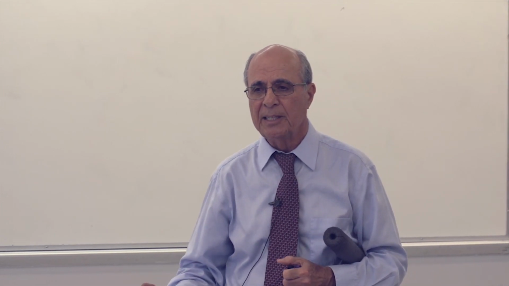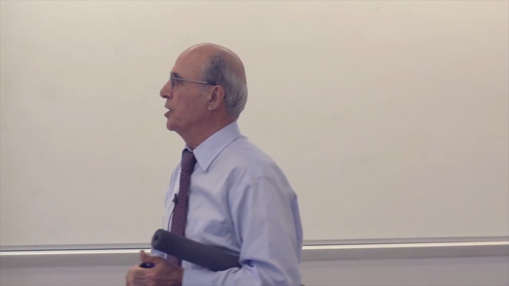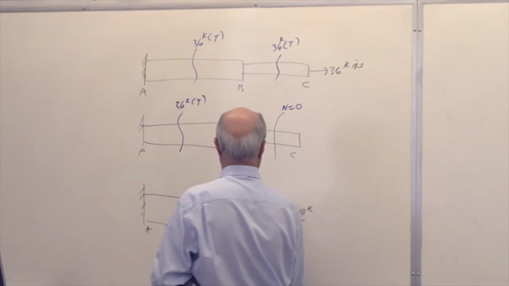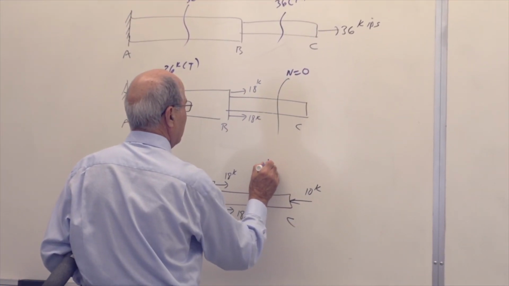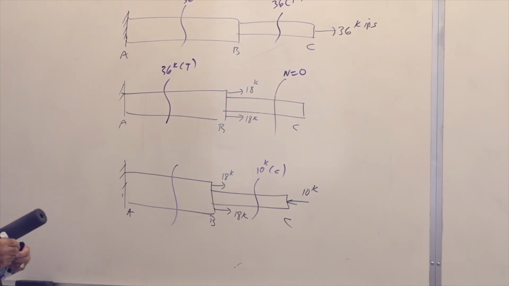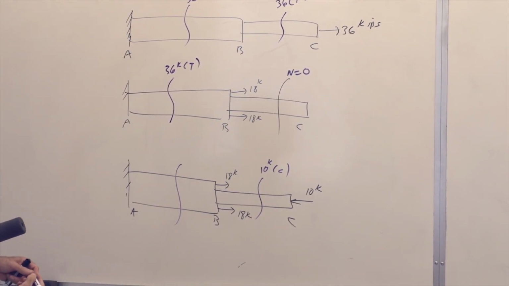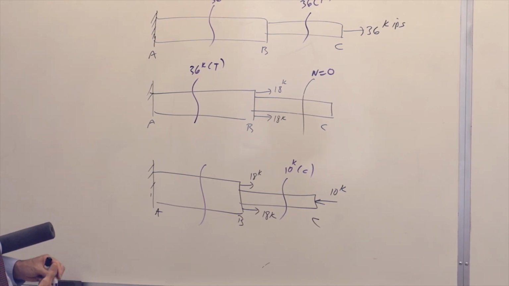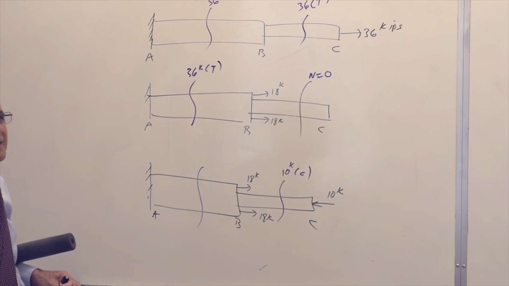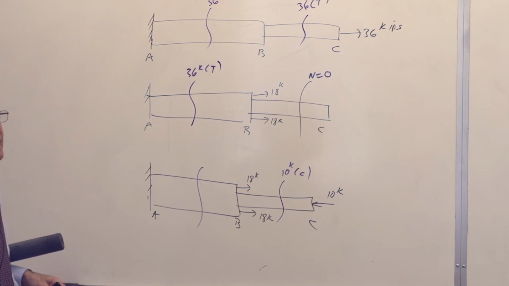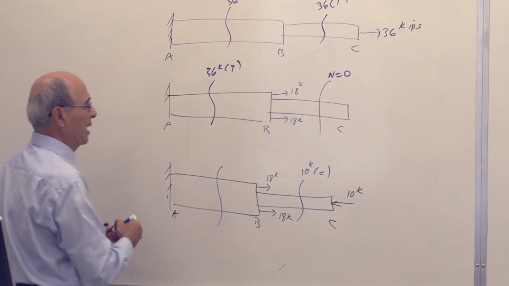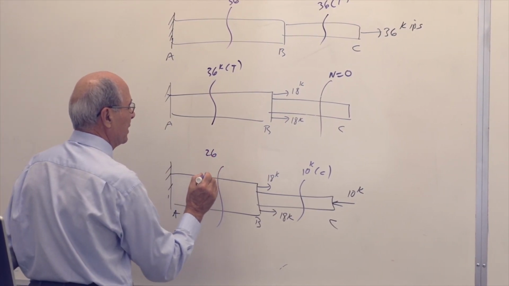Obviously, it is 10 in compression. Very good. So here it is 10 K in compression. And what is the force here now? Because we have practiced that one. The force here will not be 36. Don't tell me 30. If you are saying that, you are not paying attention to all of it. It's 36 minus 10. It is 26, which is equal to 26 here. Everybody understand? And tension or compression?